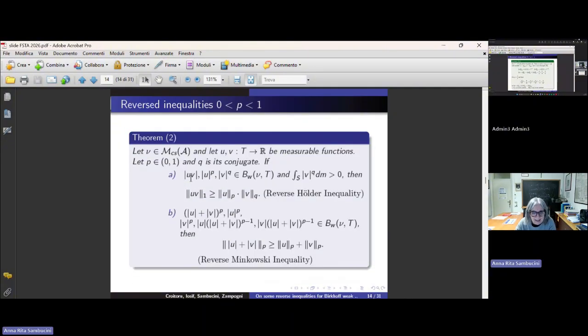The main result we obtain is that the inequalities can be reversed under suitable assumptions. The assumptions are comparable with those introduced in the previous case, p greater than 1, with this additional assumption on v to the power q. So we obtain the reverse Hölder inequalities and also the reversed Minkowski inequalities.